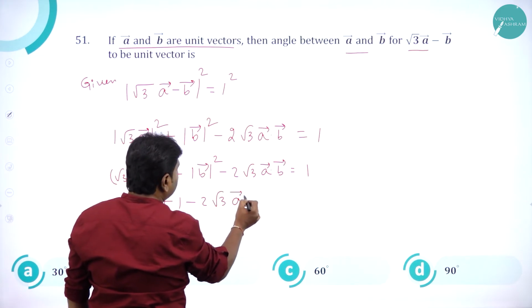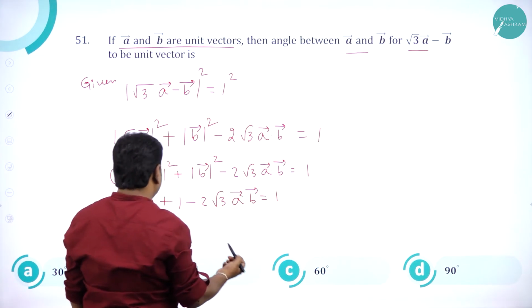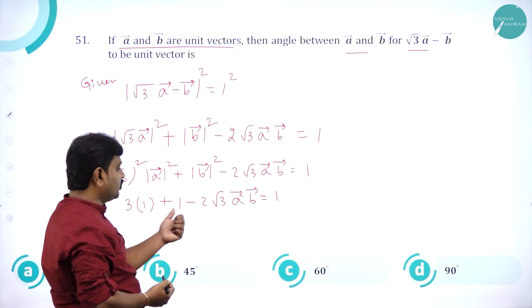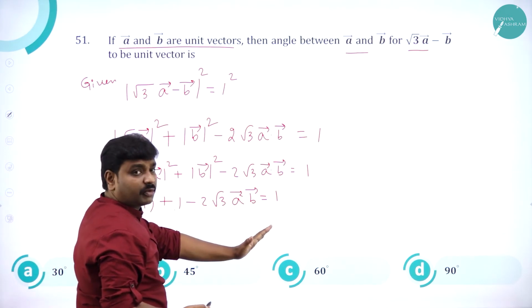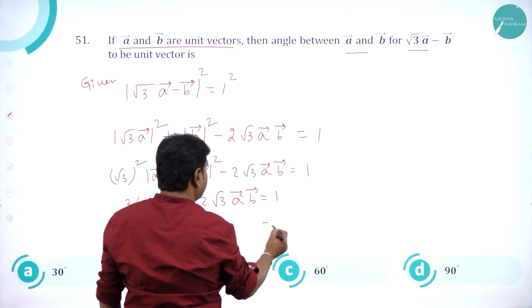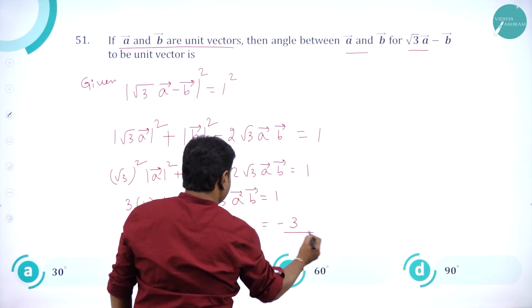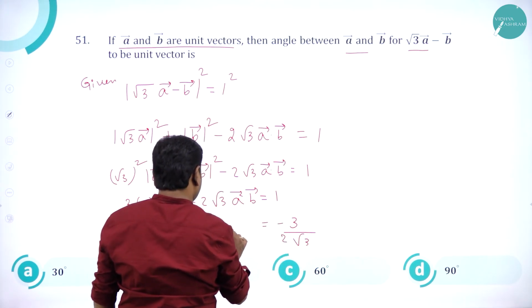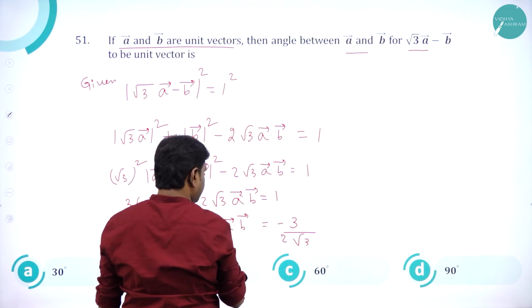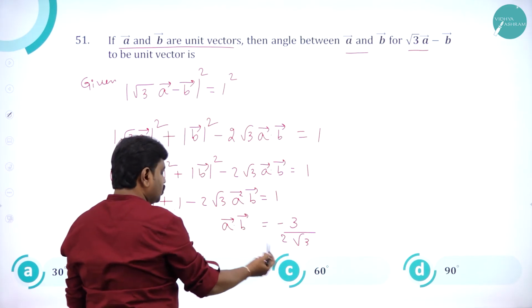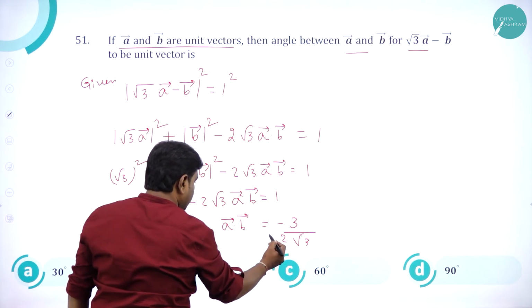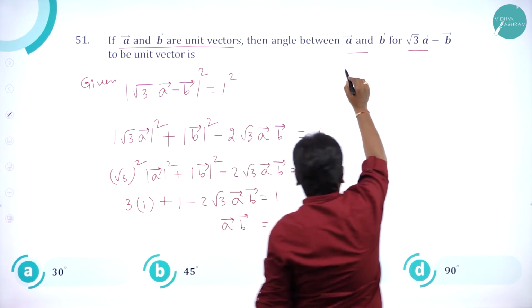We don't know A dot B. If you know A dot B, the process becomes simple. 3 plus 1 is 4. Transfer 4 to that side. It will become 1 minus 4. 1 minus 4 is what? Minus 3, and by 2 root 3 is A dot B. Now I got A dot B. Now minus 2 root 3 I have transferred, and this is negative, so the negative sign also comes here. And now we got the value of A dot B.